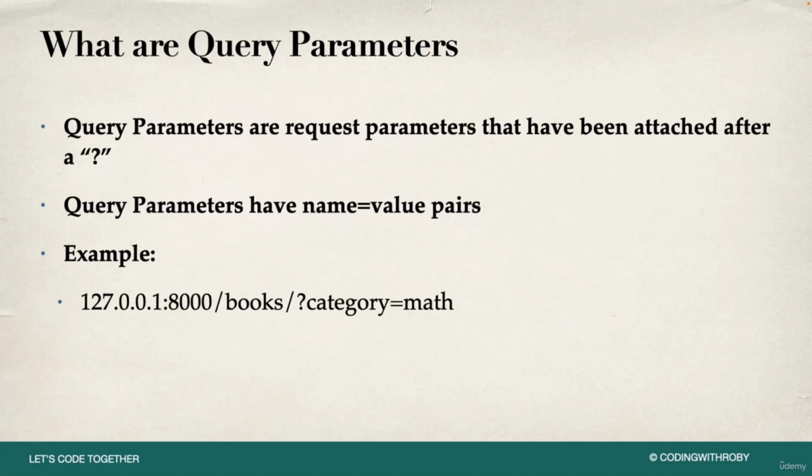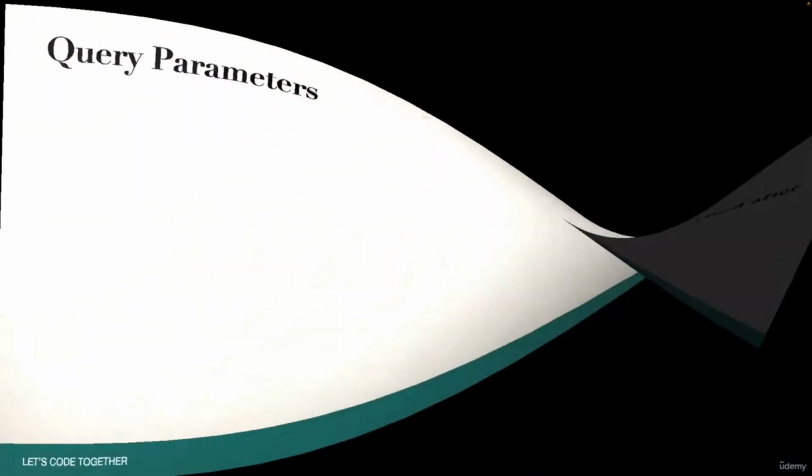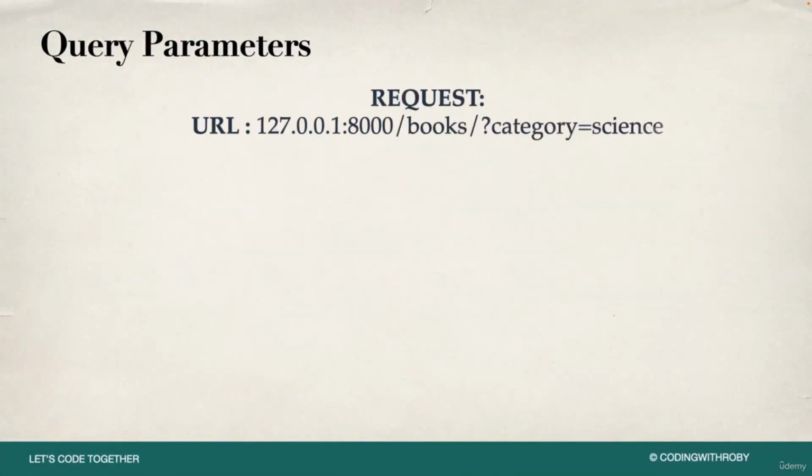/category=math. Now we know the URL and port is from FastAPI and we're saying /books as part of the path, but now we can filter by category using the query parameter. So let's look at a new request, and instead of math, we're going to say science. So we're at our localhost port 8000 /books /category=science.